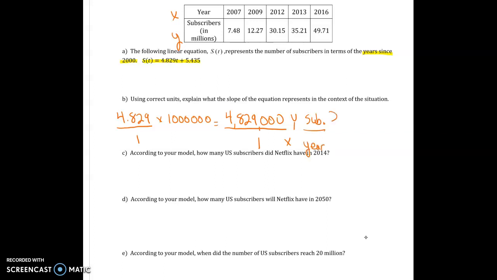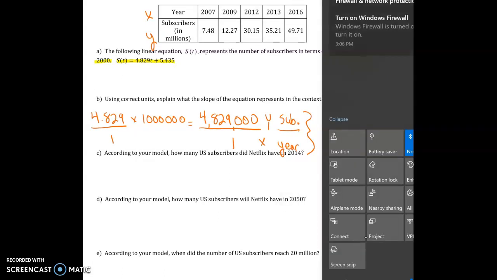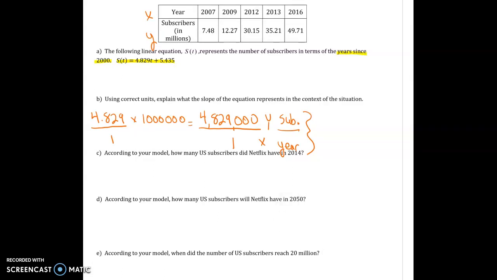And so now if we want to put it in context, I'm going to kind of run out of room here. Let's get rid of that screen. So the number of subscribers increases 4,829,000 each year, or every year, for instance.